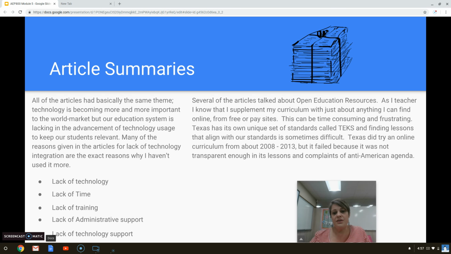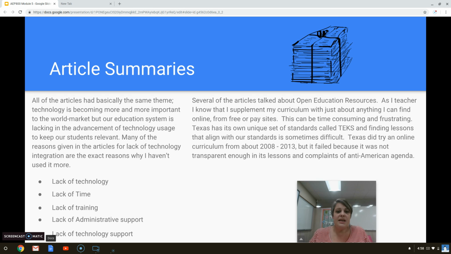Several of the articles also talked about open education resources. I know that I use a lot of online resources, but looking for resources for me can be very time consuming and frustrating. Texas has their own very unique set of standards that we call our TEKS that are aligned a little bit differently than Common Core standards are, which makes finding information a lot more difficult.